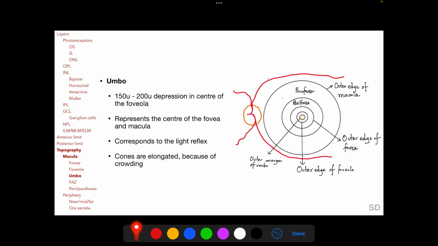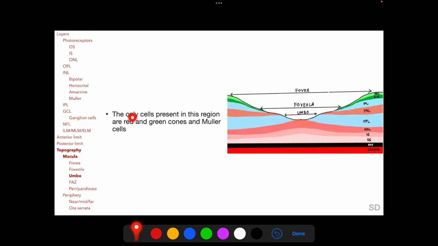The umbo is the depression in the center of the foveola, which is 150 to 200 microns in diameter, and it represents the center of the fovea and the macula and corresponds to the foveal light reflex. The only cells present in the umbo are red and green cones and Muller cells.